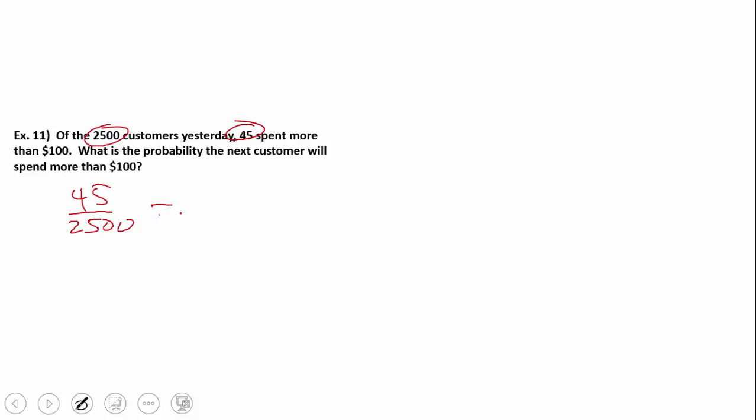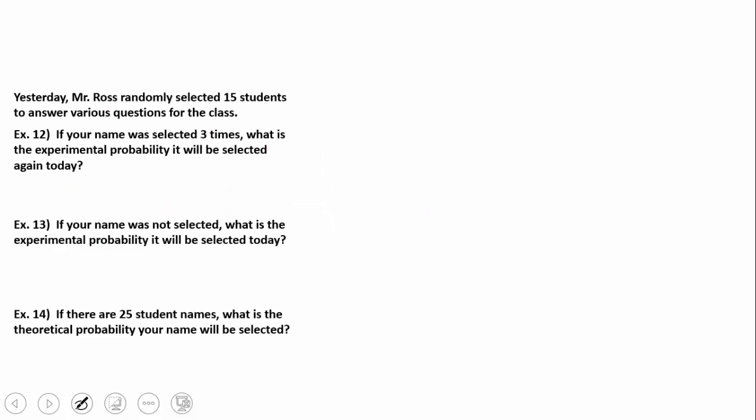All right? This is the number of frequencies, 45 people out of the number of people that came in. That's 2,500. And when you simplify that out, that's 9 over 500, which is basically 1.8% of the people spent more than $100. That's what they can expect tomorrow if they use it as something to predict.